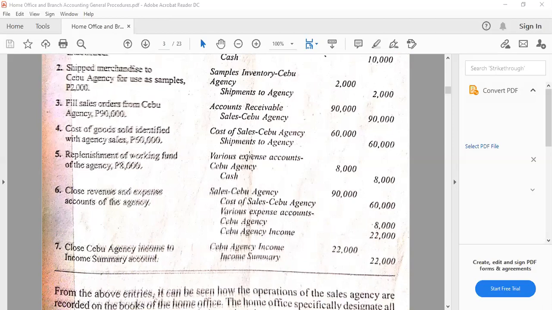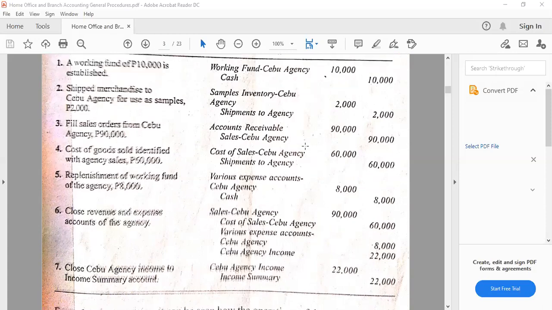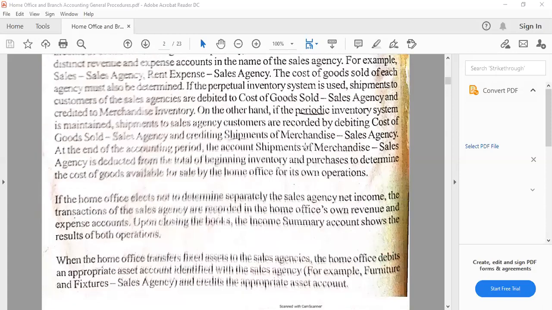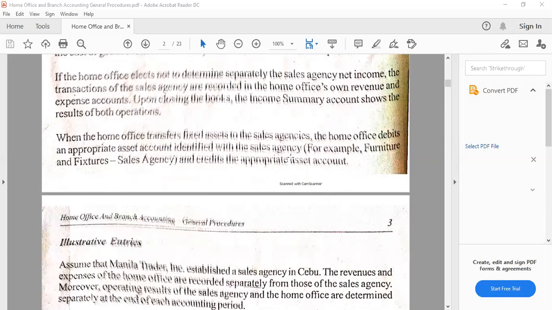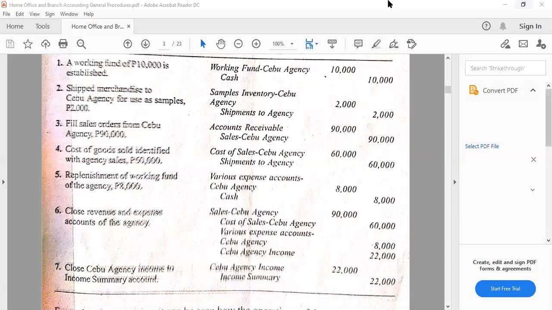Next, cost of sales. This is like the periodic inventory system, shipments to agency. We should have credited merchandise inventory if we use the perpetual inventory system. If we use the perpetual inventory system, that is also very fine, because in advanced accounting, normally we use that method rather than the periodic inventory system. Number 5 is the replenishment of working funds. To record that, we debit the expense account and we credit cash.